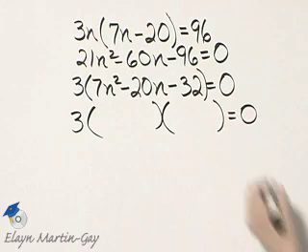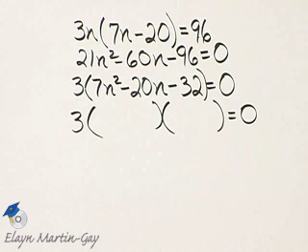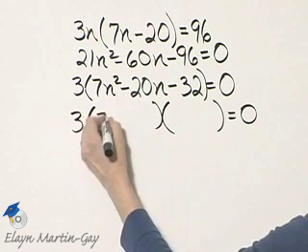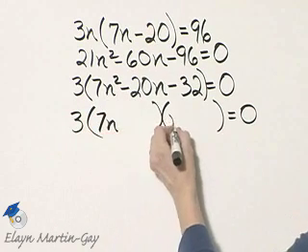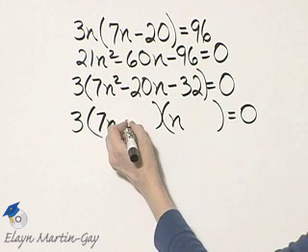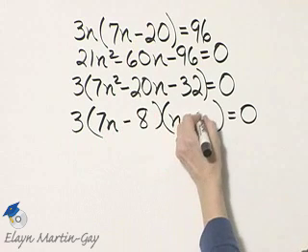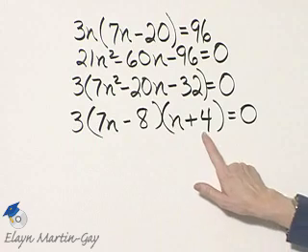And let's see if this trinomial factors as a binomial times a binomial. For 7n squared, I'll try 7n and n. And then for negative 32, I want a middle term of negative 20. What if I try negative 8 and positive 4? Let's see where that gets me.